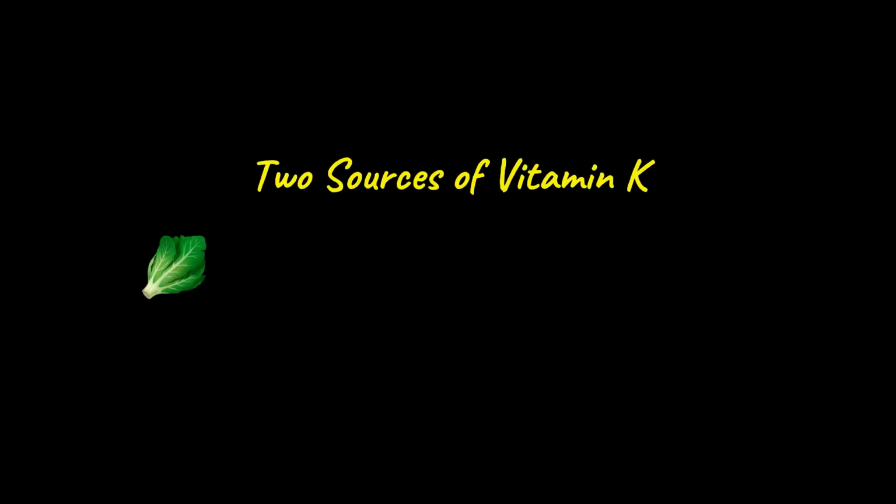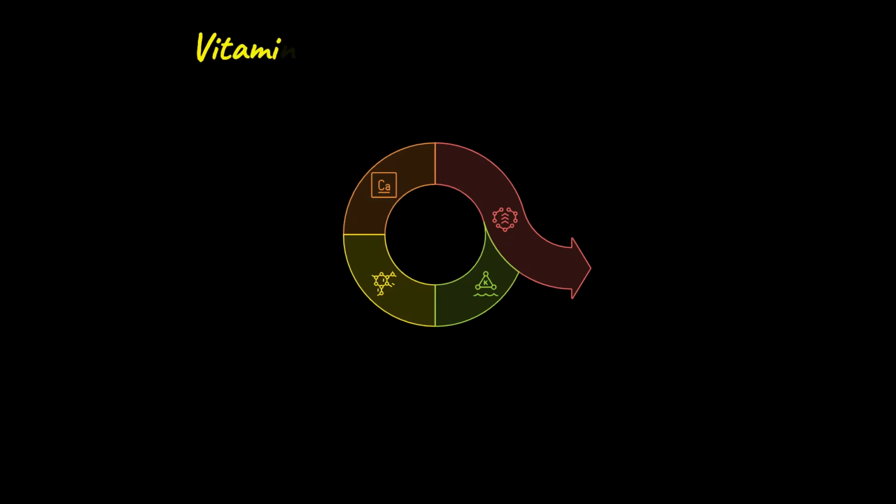Dietary vitamin K1 comes primarily from leafy green vegetables and is absorbed in the small intestine with bile salts. Vitamin K2, called menaquinone, is synthesized by bacteria in the large intestine as a byproduct of their own metabolism, and a portion is absorbed through the colonic wall into the bloodstream.